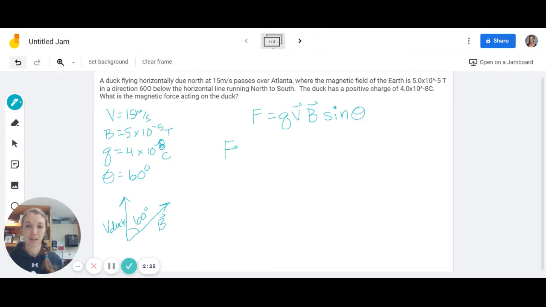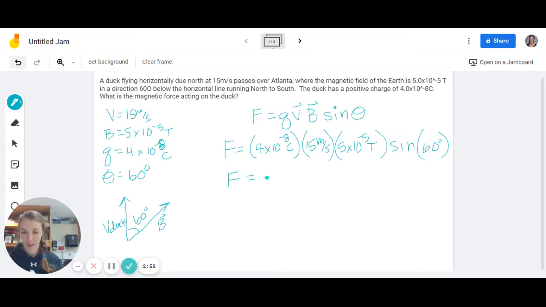So we have F equals our charge, which is 4 times 10 to the negative eighth coulombs, times our velocity, which is 15 meters per second, times the magnetic field, which is 5 times 10 to the negative fifth Tesla, times sine of the angle. And remember that the angle theta is the angle between the velocity and the magnetic field. So that's 60 degrees. So our force is 2.6 times 10 to the negative 11th newtons.